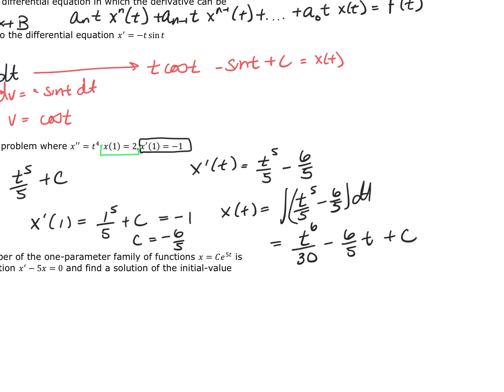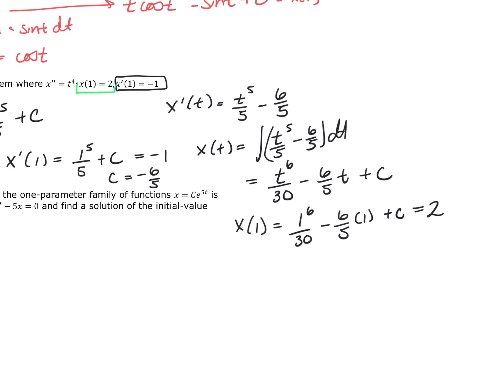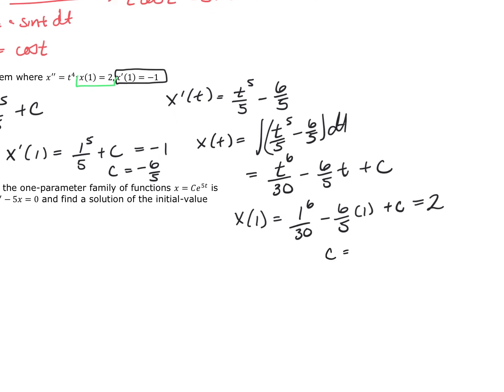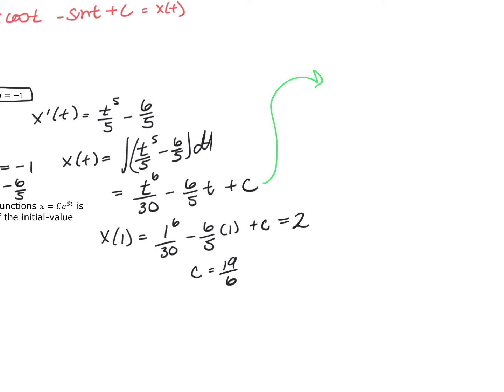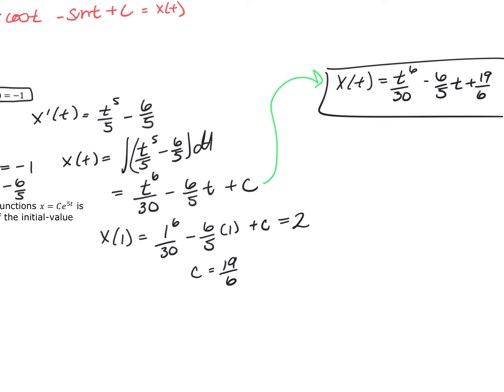We're chasing a particular family member, and so we're going to use this second one, which is x of 1, which is 1 to the 6th divided by 30, minus 6/5 multiplied by 1 plus c has to equal 2. And when I get done with this, I'm going to get c is equal to 19 over 6. So the family member that I am chasing, my final answer, is x of t is equal to t to the 6th divided by 30 minus 6/5 t plus 19 over 6. And what we just did on these two examples is not anything really different than what we did in Calculus 1 and 2 when we were looking for a particular family member when we integrated and we had an initial value. Nothing new there.